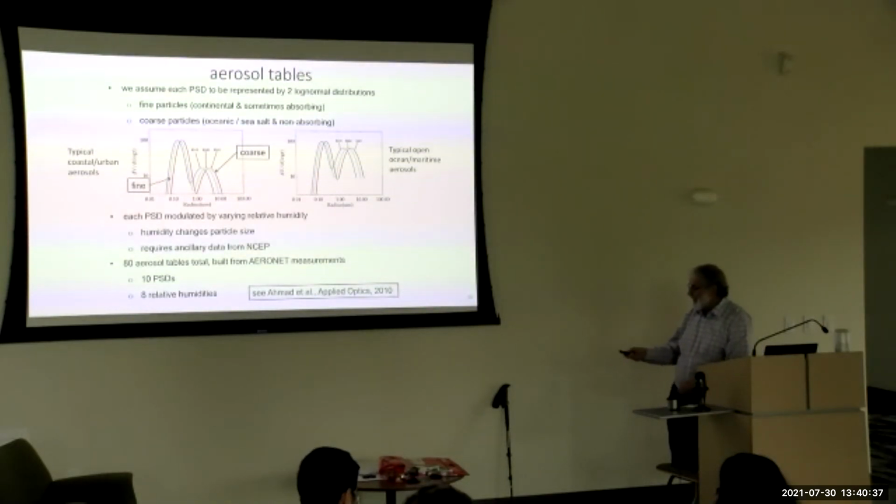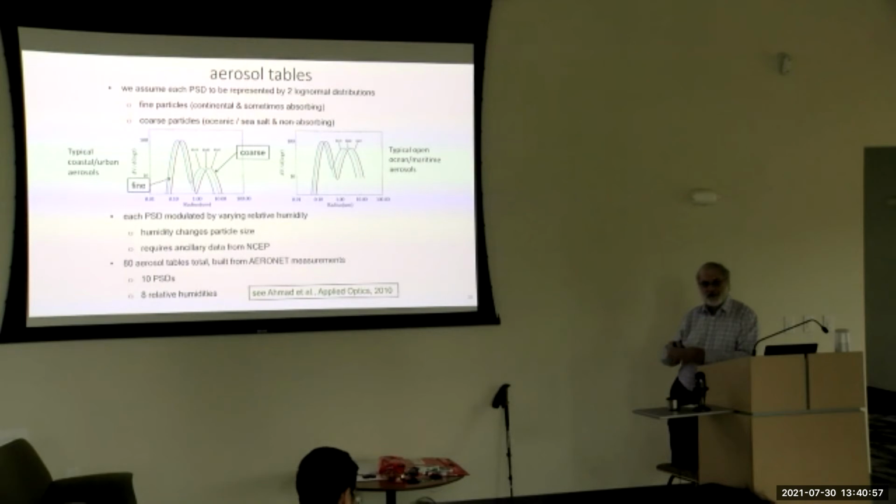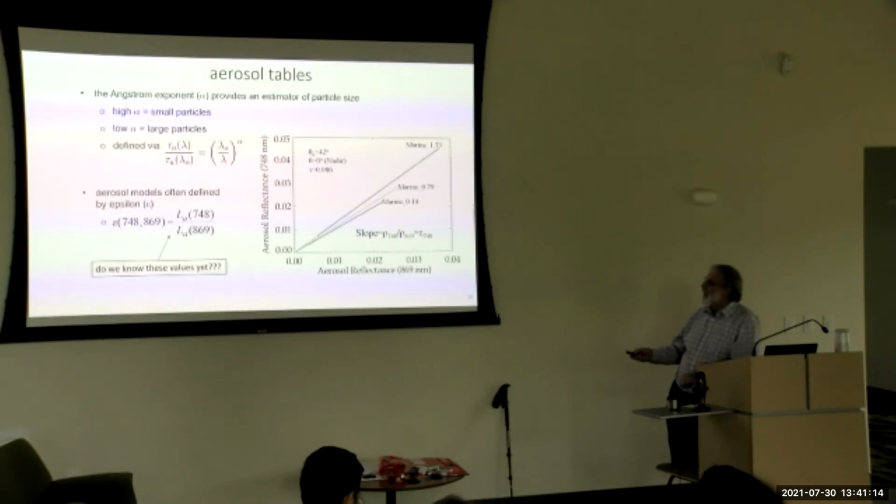So they've built up tables where they use 10 different particle size distributions and 8 different relative humidities. Then for a given particle size distribution, a given relative humidity, one of these curves here, and the index of refraction of the sea salt particle or the soot particle or the dust particle, you can go off and compute the corresponding phase function, which you're then going to use in your radiative transfer calculations to build these big lookup tables.